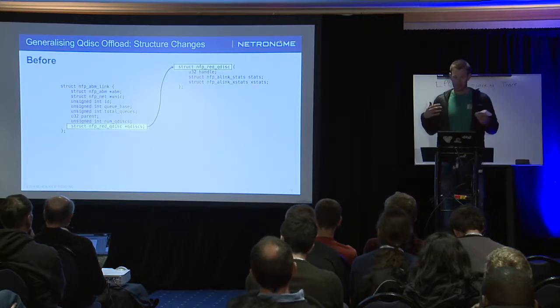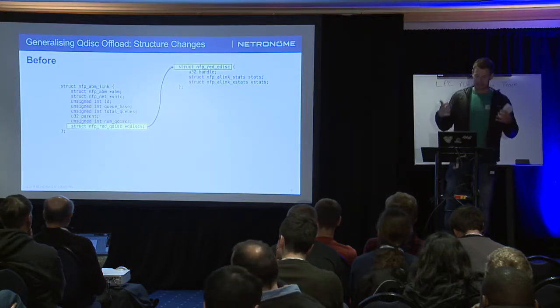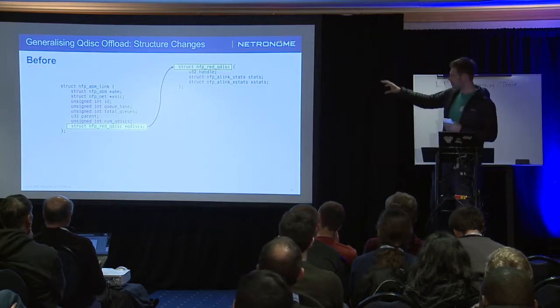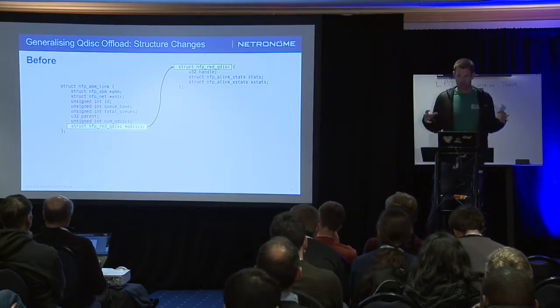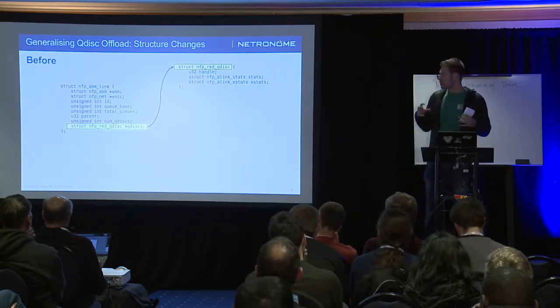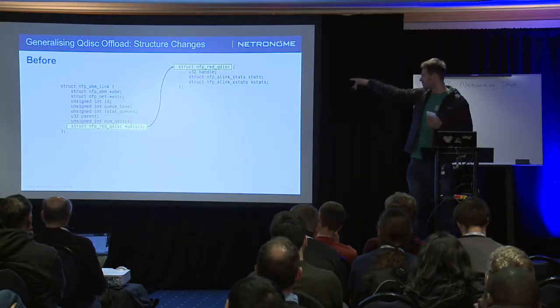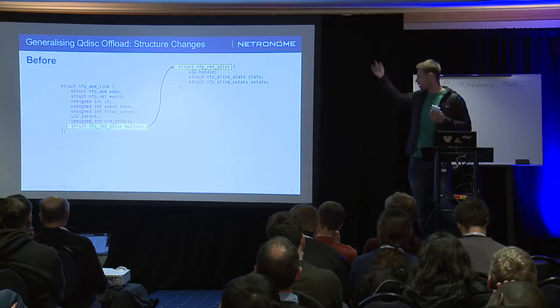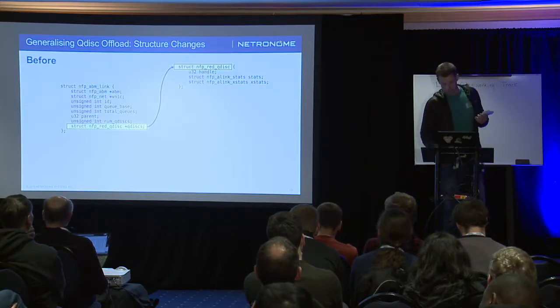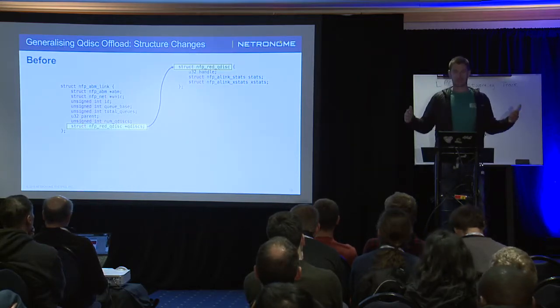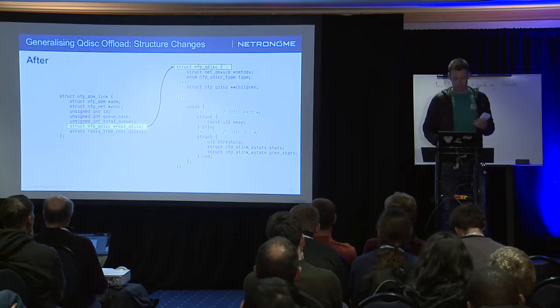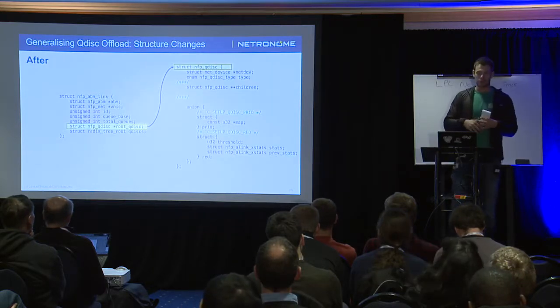So what we have is, before we basically had this set up here, in your ABM link structure, which is the structure which controls all of this setup, you would have this single structure for the RED Qdisks, and in there you would just have a very simple handle and some stats. So this obviously is not a scalable model at this point in time. So what we've done is we've created something which is a bit more scalable.